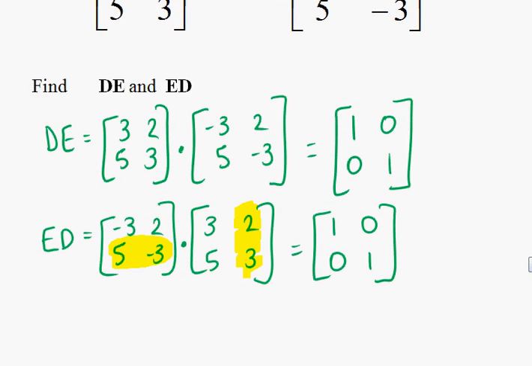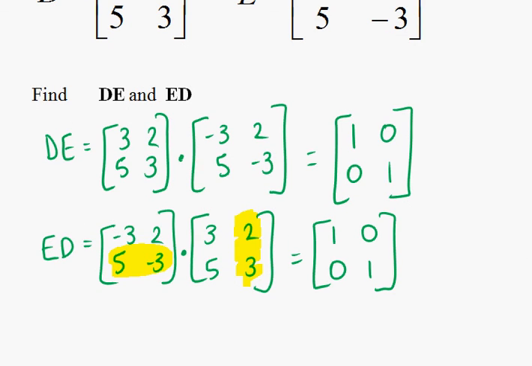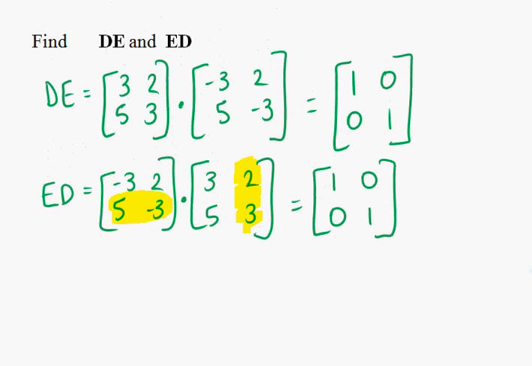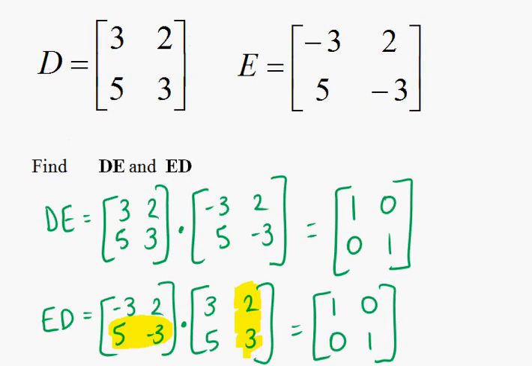This only happens in rare cases because there's a special relationship between these two matrices. Not only is this particular matrix multiplication commutative, but the result that we got was something special. We got the identity matrix. So this only happened because matrix D and matrix E have a special relationship. These matrices are called inverses.